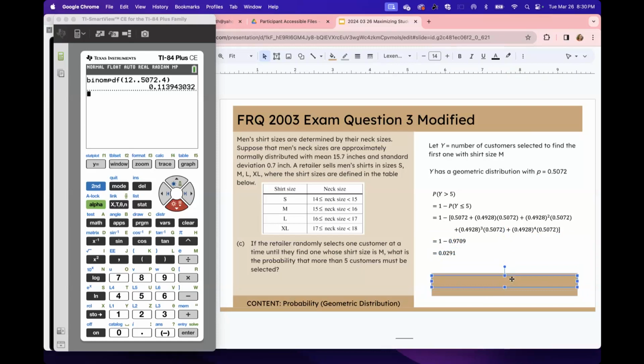Or you could say, there is no way I'm going to do that, that's ridiculous. That's a waste of time. You only have about 12 minutes for each question on the free response. So let's just go to the technology.